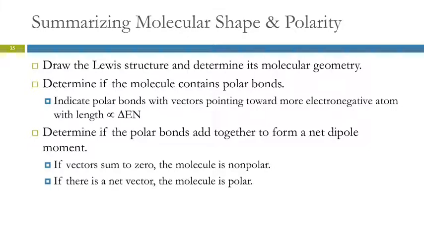So, summary. To determine the polarity, you got to start with the Lewis structure and then look at the molecular geometry because the shape matters. If the molecule has polar bonds, then evaluate how those polar bonds are adding together. Think of them as vectors. Do they add together to zero? Then it's going to be a nonpolar molecule. If there's a net vector from adding those things together, then you have a polar molecule.